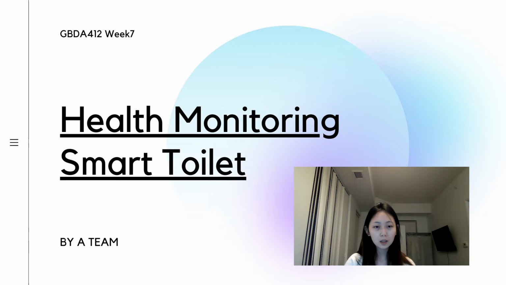The digital product we will introduce today is a health monitoring smart toilet.